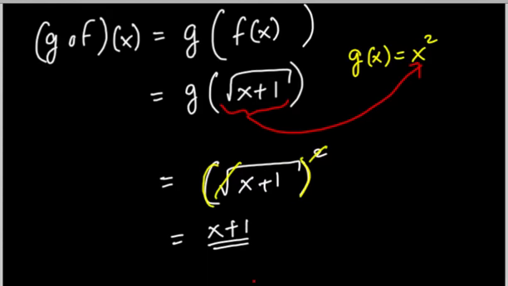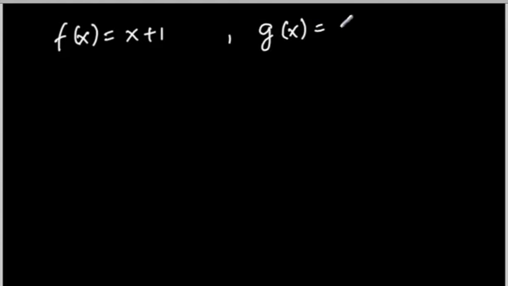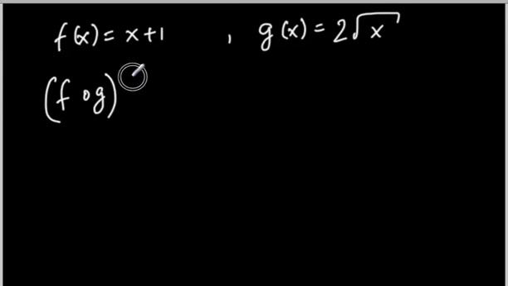Okay, let's do one more example. Let me just go to the next page. So let's say, for example, you want to find a specific value. Okay, so let's say f of x is equal to x plus 1, and g of x is equal to, say, 2 times the square root of x. So let's say, for example, I want to find what is f of g of 4. Okay, so instead of x, I want a specific value. I don't want a function anymore. I want a specific value.